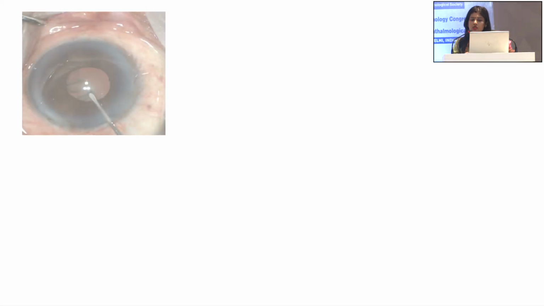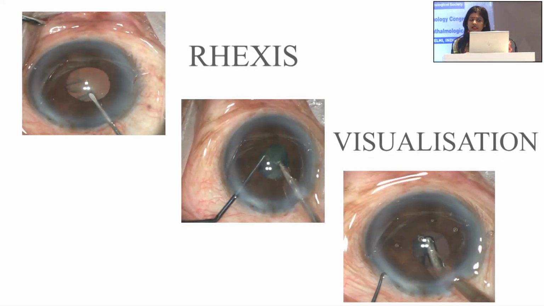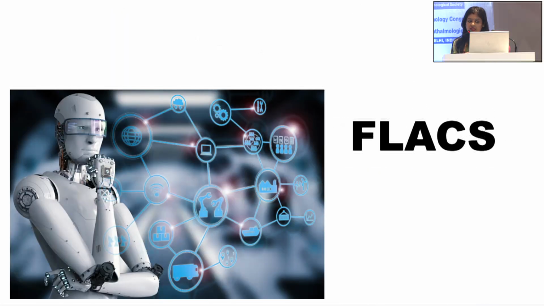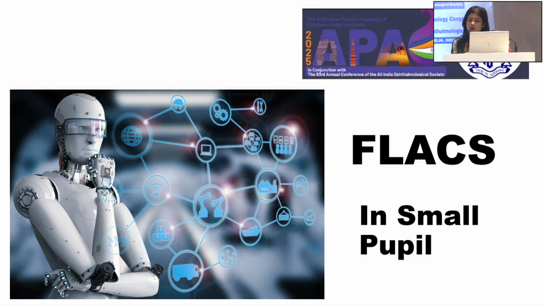common. So in short, it revolves around rhexis formation and visualization part, which kind of decreases with every step, with every minute. Like in small pupil, nucleus fragmentation and emulsification takes the maximum time, where the fluidics as well as the side instrument damages the iris pupils, iris sphincters, and the pupil size kind of gradually decreases. So does FLACS have a role in small pupil?